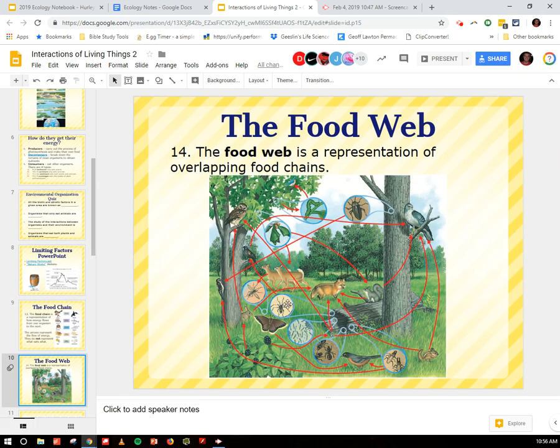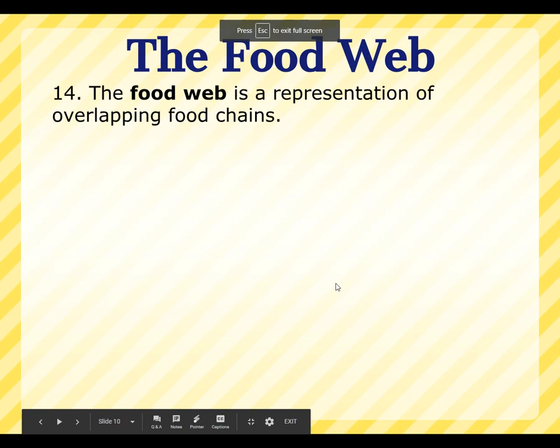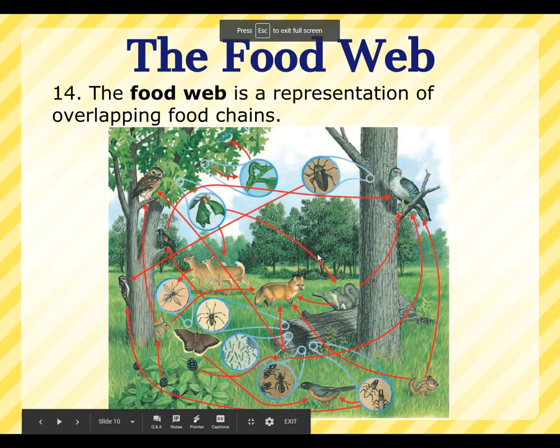And then here's an example of a food web. You should be able to look at this food web and be able to tell where the energy from this chipmunk goes. So if the hawk or whatever bird of prey this is eats the chipmunk, then the energy goes that way. If the fox eats it, then it goes this way.